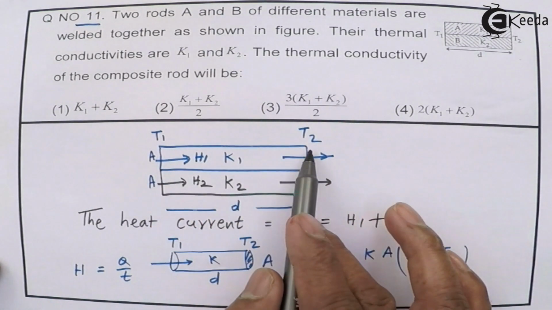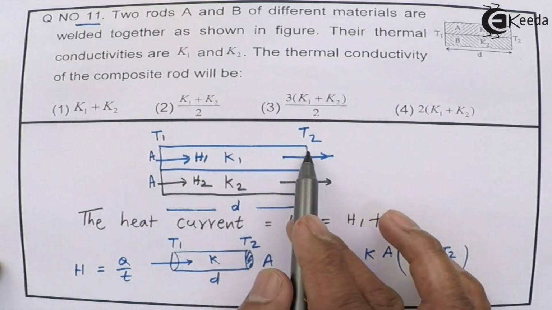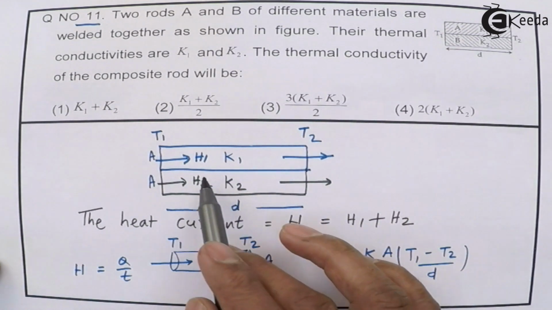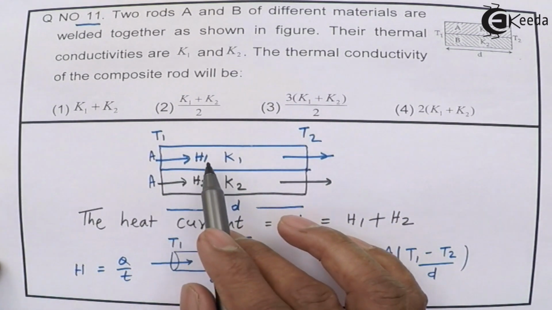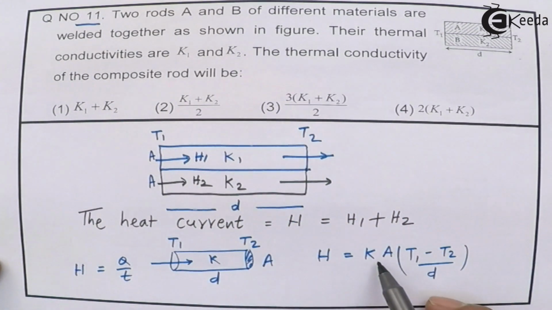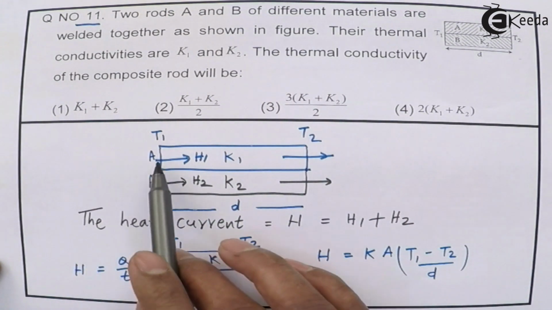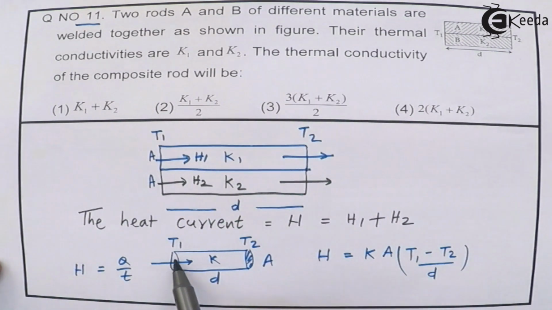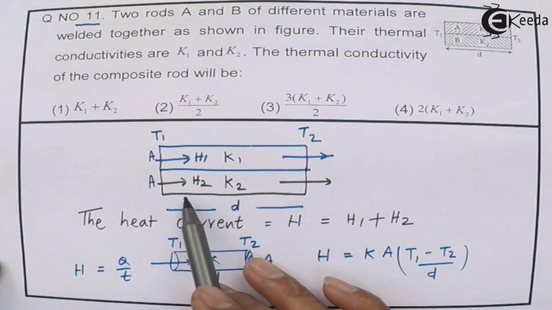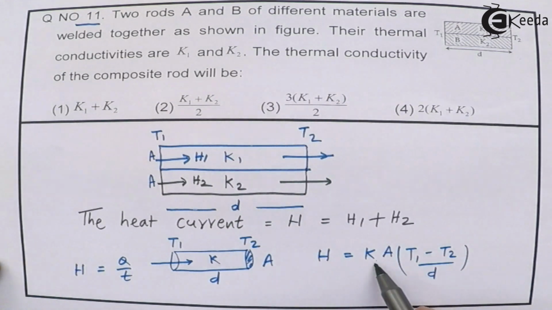For the upper rod we'll use K1 only, and everything will be the same because this is A, this is also A, and D is the same. Nothing is going to change, only K1. Similarly for H2, this part will be K2, and you add them up to get the equivalent value.